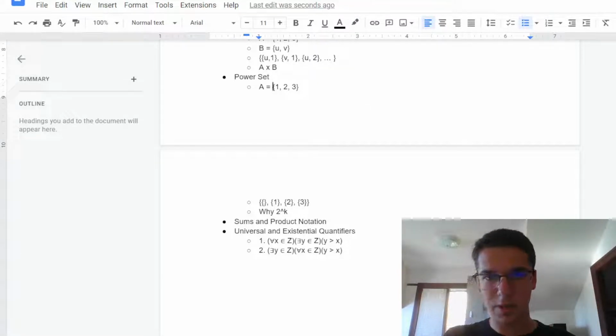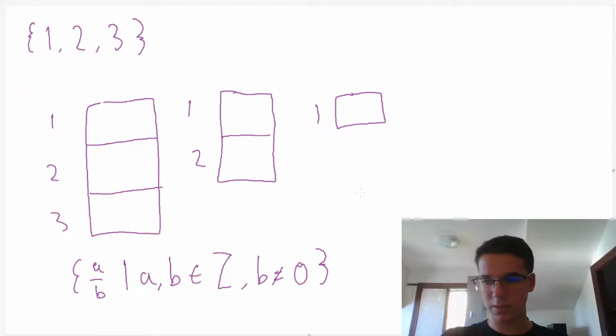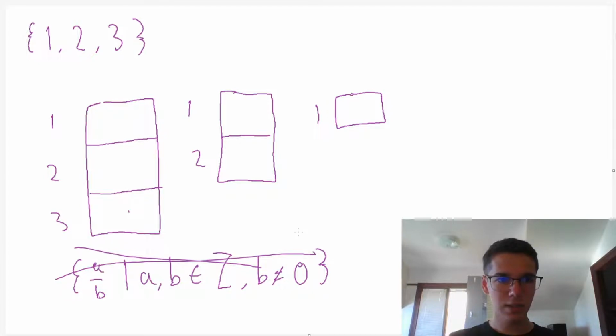To explain why that's the case, we're going to switch over to paint and think about this. We can ignore this down here for now, and we can examine the set we were talking about, right?